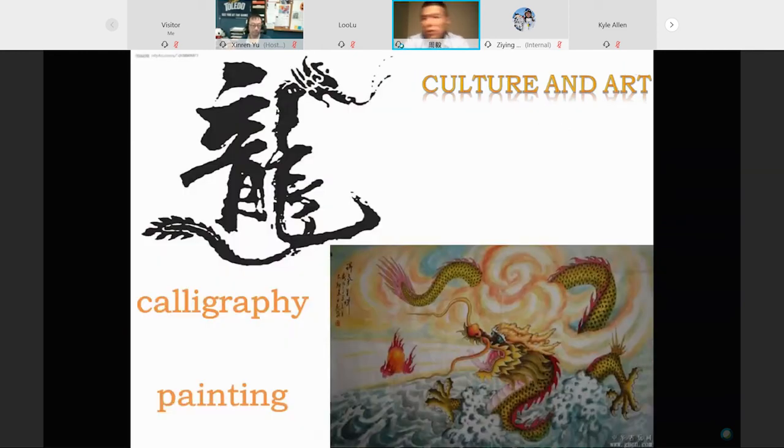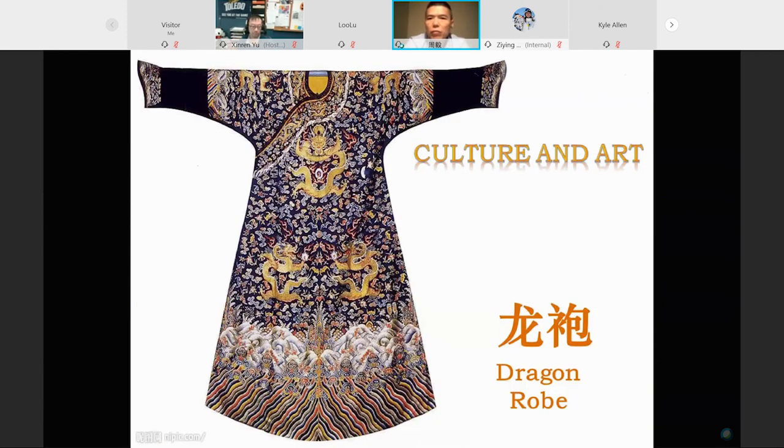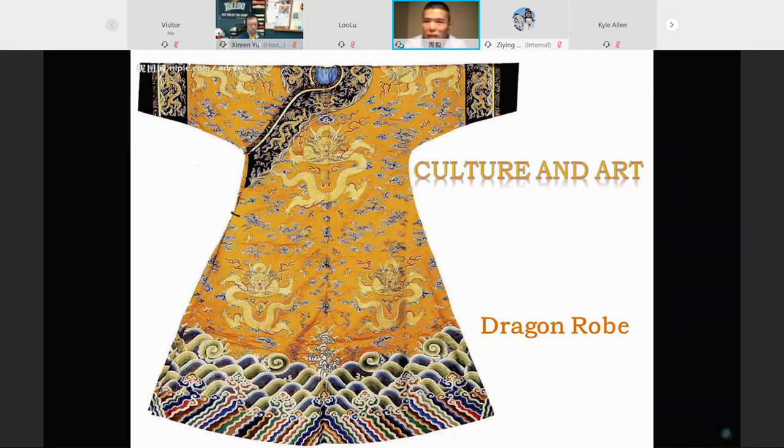You can see, just now we see dragon everywhere: calligraphy, painting, dragon robe for emperor. See, isn't it amazing and magnificent? Let's count how many dragons in the front. 1, 2, 3, 4.